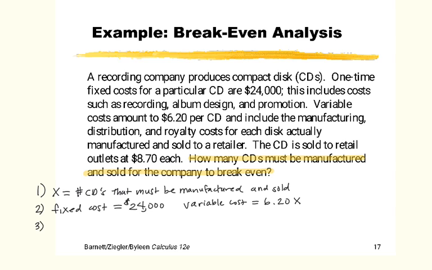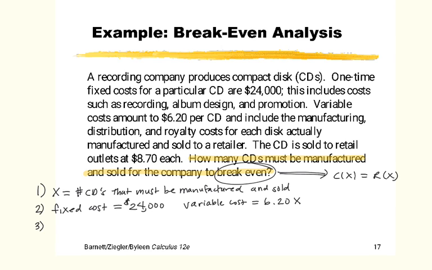Okay, so step 3 says to write a verbal statement representing the conditions represented here, and also a mathematical statement. So a verbal statement here that we can say, we're trying to determine the number of CDs that have to be manufactured to break even. So in order to break even, here, let's circle that. In order to break even, the total cost must equal the revenue.